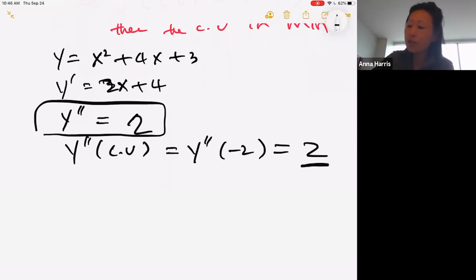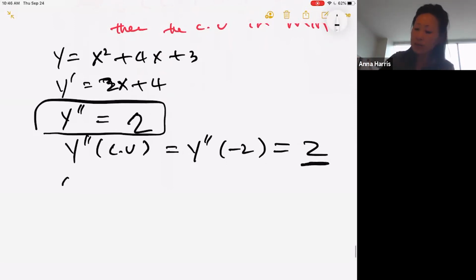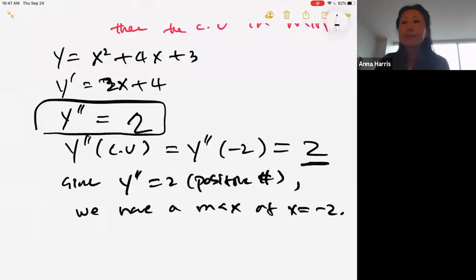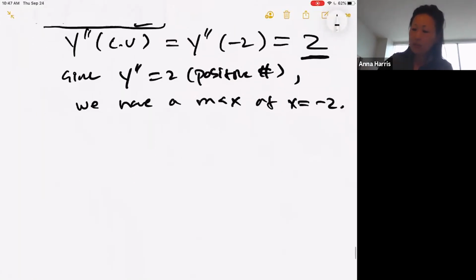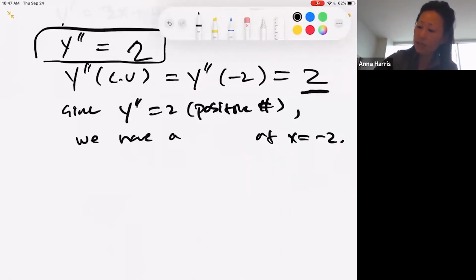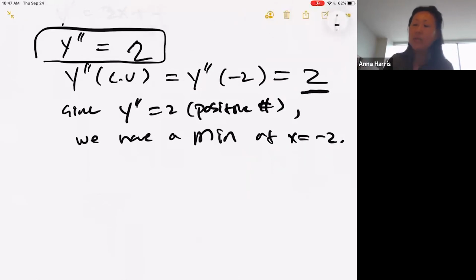So since y double prime is 2, a positive number, we have a what? We have a max at x equal to -2. Excuse me, not max. What is it? Min. We have a min. Since it's a positive number, we have a min. Min at x equals -2.